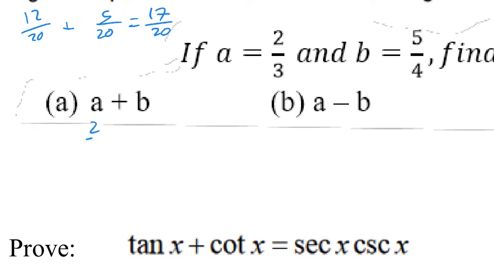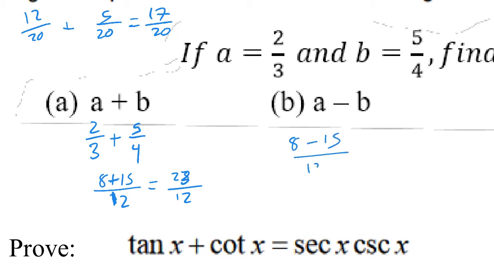Okay, so this 2/3 plus 5/4. Crisscross applesauce says this should be 8 plus 15 over the combined, that's not 32, that's 12. So 23 twelfths. Done. Now this would be the same thing, but it would be crisscross applesauce 8 minus 15 over 12. So negative 7 twelfths.